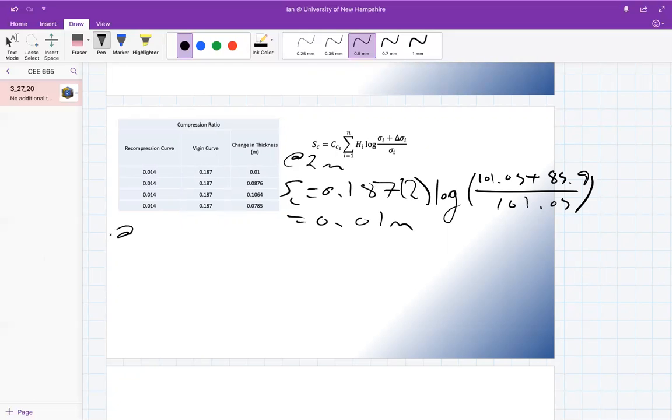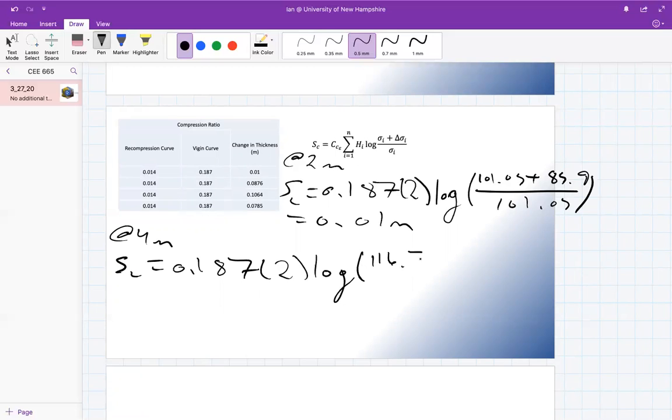And we're going to repeat it at 4 meters, which will be SC equals 0.187 times 2 log of 116.74 plus 83.5 divided by 116.74, which we will get 0.0876.